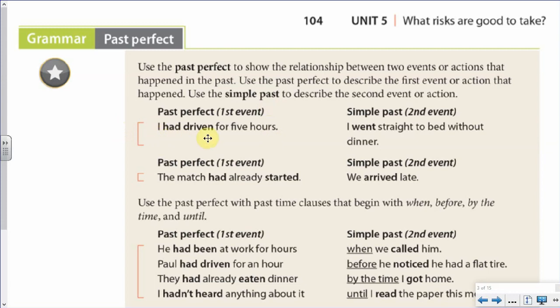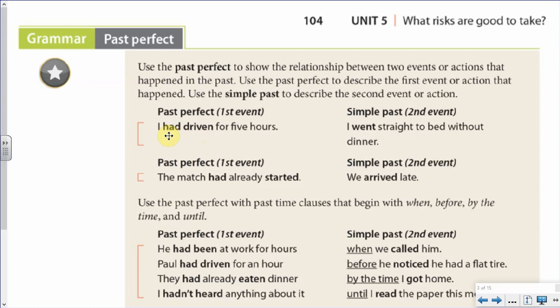Firstly, I had driven for 5 hours. Here's our first sentence. It's in the past perfect. So we can see that we need had, which if we have the present perfect, we will have what? Have or has. And then it's the same, we need verb 3. So driven is verb 3 for drive, drove, driven. Okay, so we need these two things.